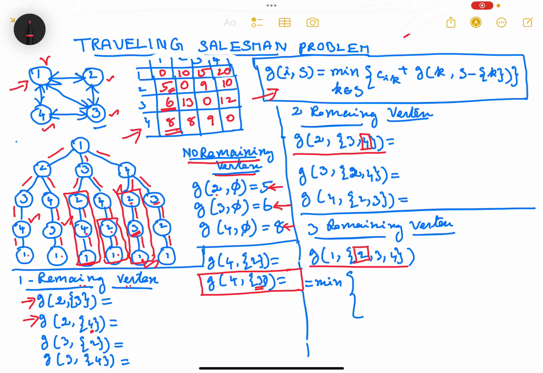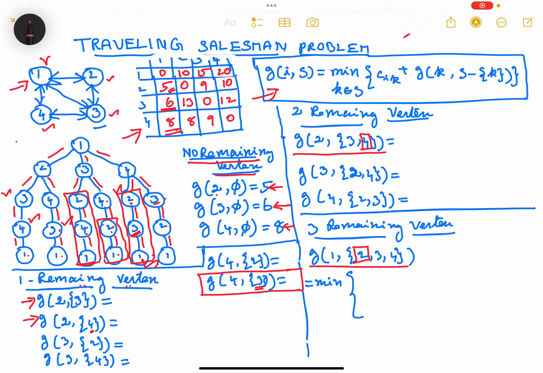Similarly, this path, g of 3 comma 4, we will be calculating. 3 comma 2 we have to calculate, 4 comma 3 we have to calculate, 4 comma 2 also we have to calculate. So these are all the computations needed to be done.